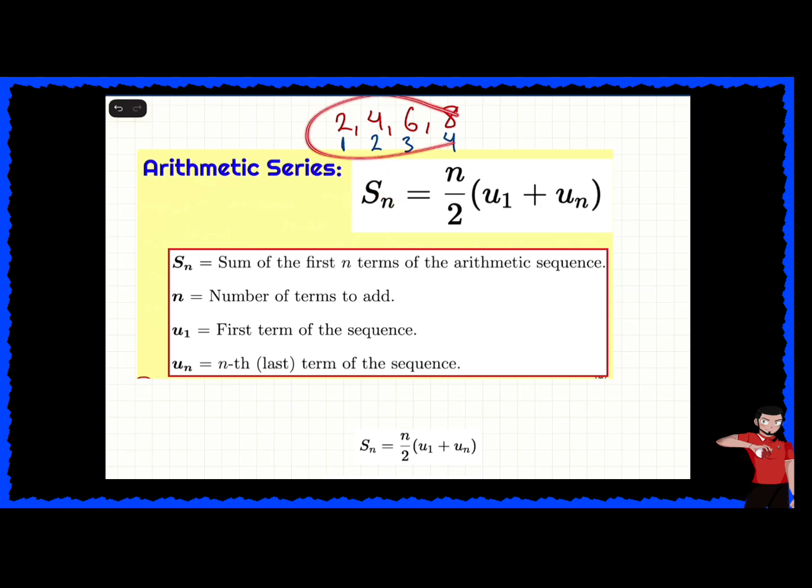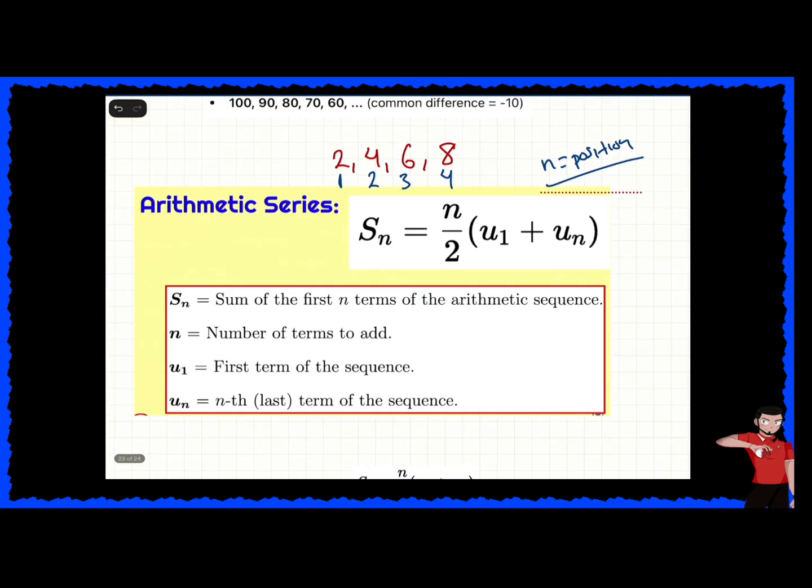If we need to find the sum until the position 4, it's going to be 2 plus 4 plus 6 plus 8. Okay, then n is the number of terms or the position. Then what is U1? U1 is the first number of the sequence. U1 in this case would be the number using the position 1, in this case the number 2.